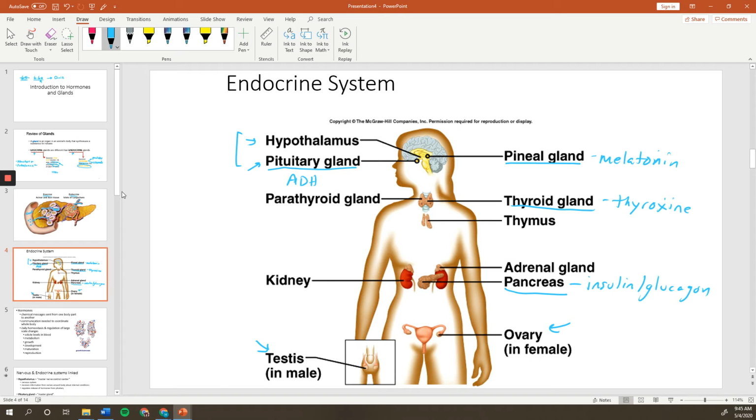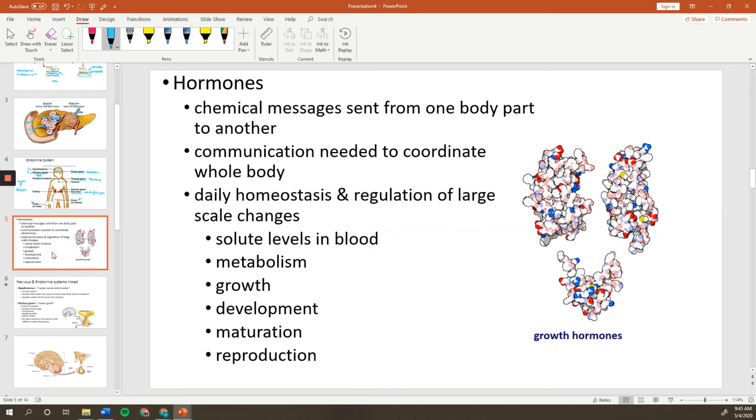Oh, another one is leptin. That is also in the text. And this doesn't come from any of these glands. This hormone actually comes from adipose tissue, or fat. Okay, so that's an overview of the different things there. Let's go to the next thing.